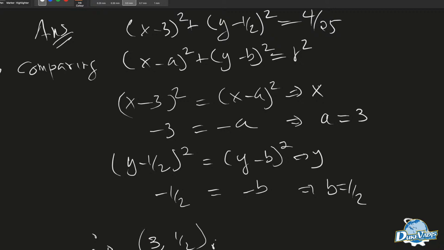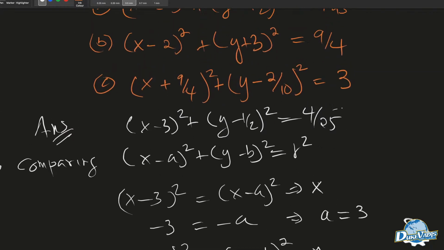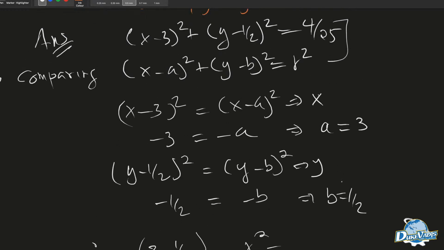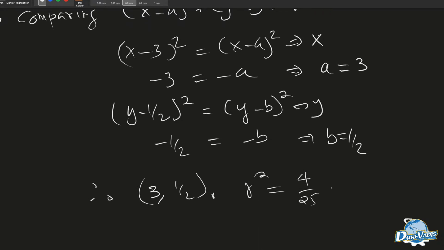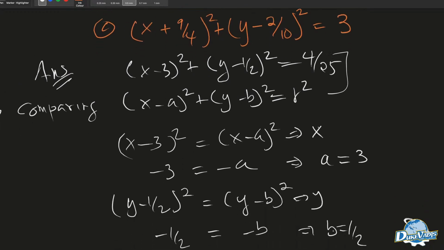Then how do you get the radius? We know the radius here is given by r squared, so r squared equals 4 over 25. Therefore, our r is the square root of 4 over 25, which means it's 2 over 5. So that's why I say we should write them down. If we look at it by observation, we'll be able to do that.